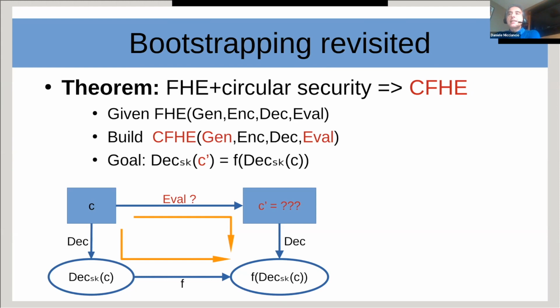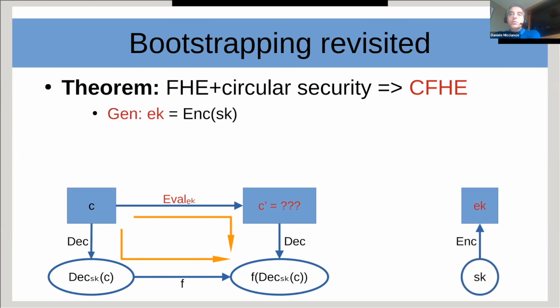So how can we find such a ciphertext C prime that decrypts to the correct value? Well, we assume that the original scheme is circular secure. So something that we can do for sure is to take our secret key and encrypt it. And so I will call this EK, evaluation key, because I will use this key as the evaluation key of the evaluation function of the new scheme. So I will use this ciphertext, which is secure. It can be made public because the scheme is assumed to be circular secure.